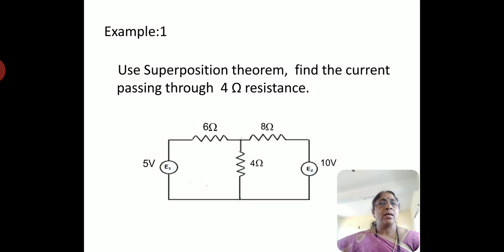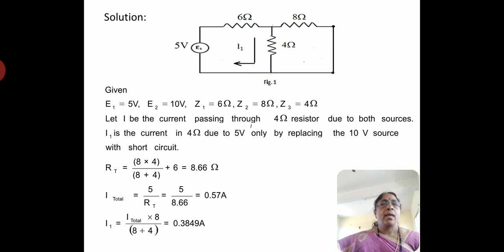Let us take example 1. Use the superposition theorem to find the current passing through the 4 ohm resistance. Here Z1 equals 6 ohm, Z2 is 8 ohm and Z3 is 4 ohm, and it has two EMFs, 5 volt and 10 volt. Then using the superposition theorem, let us calculate the current through the 4 ohm resistance. The solution of this example.